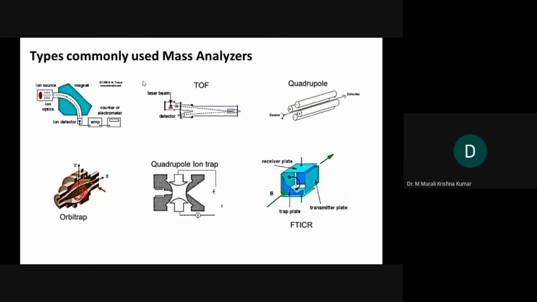Fine. So far, what we have seen today is the magnetic sector analyzer and time of flight. In the next class, we will see quadrupole, orbitrap, orbital ion trap, and FT-ICR.